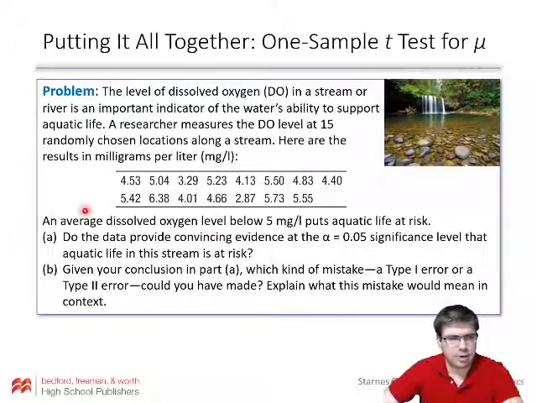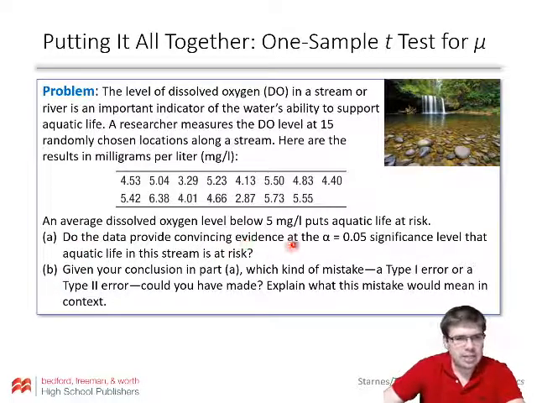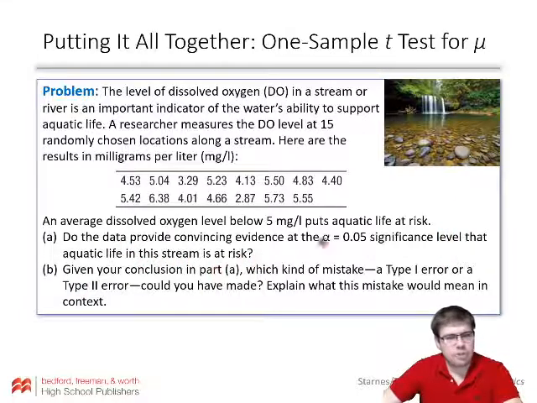We type it into our calculator if we were doing this, and you can try to do that as we go along. So, do the data provide convincing evidence at the alpha 0.05 significance level that aquatic life in the stream is at risk? Seems like a simple question, but that is a full-on state, plan, do, conclude. If it's asking whether it's significant, do they provide evidence, we're doing a full-on significance test. And then the second question we'll come back to with errors.